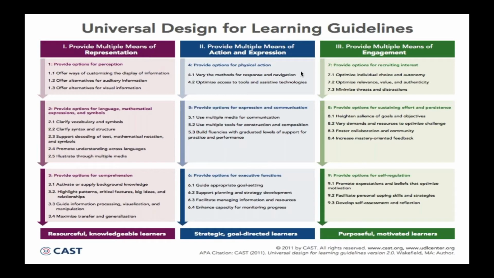And the one that has engagement first, it's because David Rose found out through the research that that was really the most important principle, was engagement. And as you look at this older one, you'll see the arrows just left of each principle too. And that shows how you're working towards resourceful and knowledgeable learners under representation, and how you're working towards, under action and expression, you're working towards strategic goal-directed learners. And under engagement, you're working towards purposeful, motivated learners.